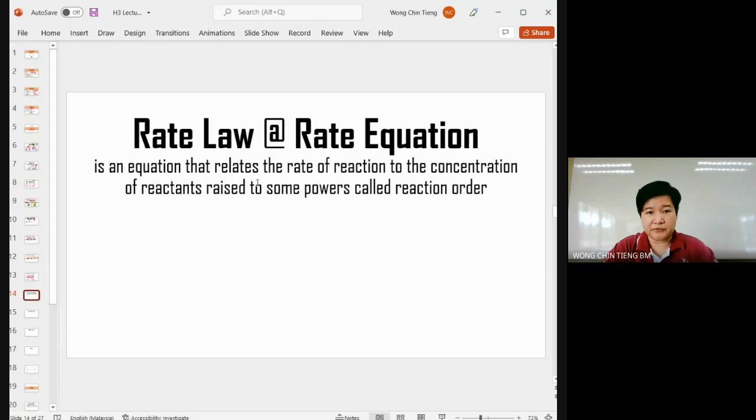Nak masuk kepada rate law. Apa beza rate law dan ataupun rate equation? Rate law dengan rate equation, cara tulis dia lain, dia akan jadi something like this. Katakan, kita ada satu equation, this is an equation.